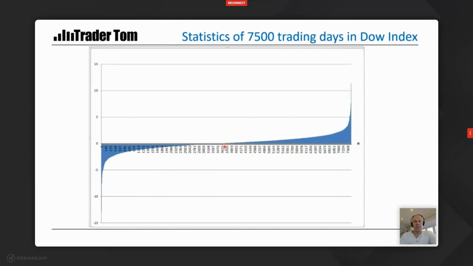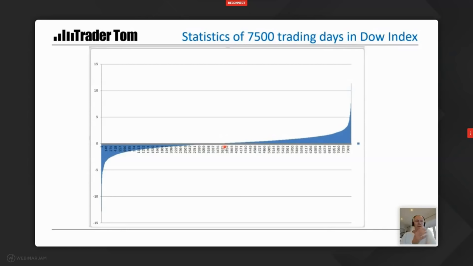And what that should tell you is that when you're looking at the Dow Jones index over the last 30 years, or 7,500 observations, you'll find that 50.6% of all trading days finished in plus, and 49.4% of all trading days finished in minus. So even though the Dow Jones has grown tremendously over the last 30 years, or the last 7,500 trading days, the outcome of any given individual day is 50-50.